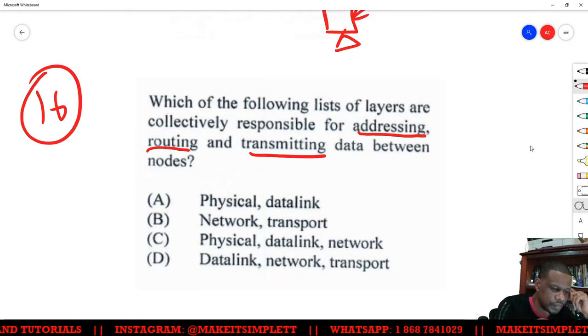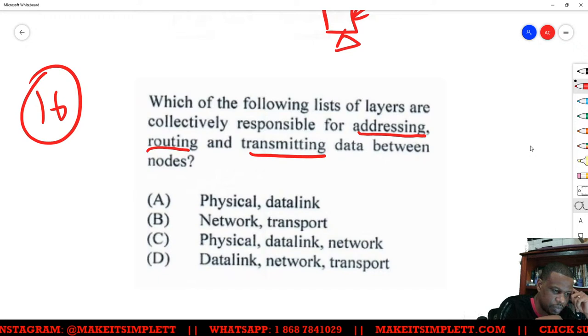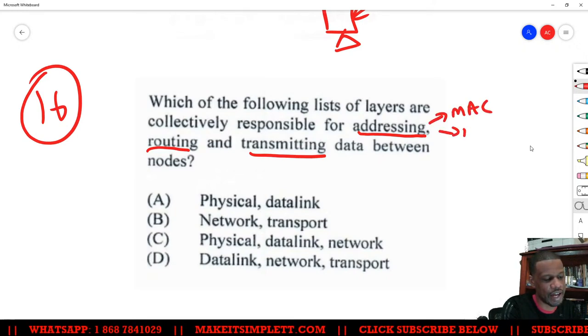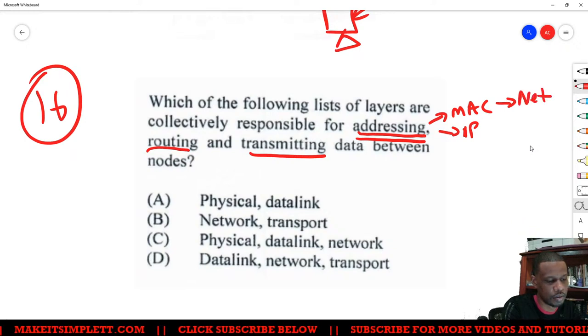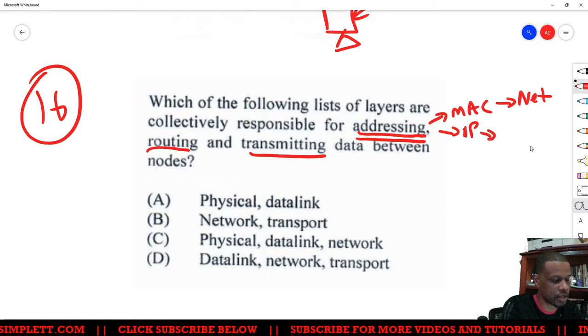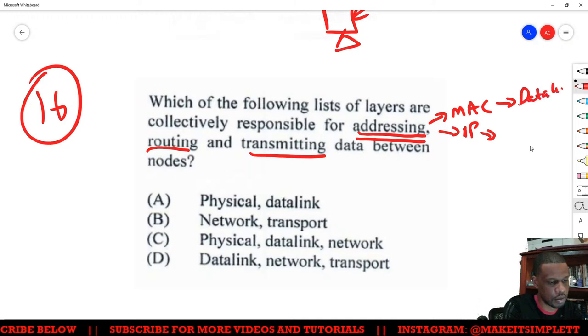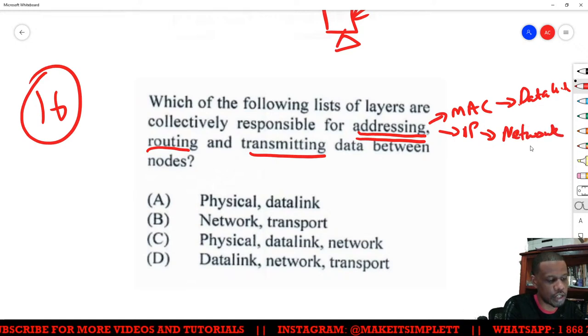You see what has happened. This one is a tough one. This one is a fight, because there are two sets of addressing on a computer. You have the MAC address and you have your IP address. So which addressing are they talking about? If they're talking about the MAC address, they're talking about the data link layer. If they're talking about the IP address, they're talking about the network layer. So which addressing are they talking about?